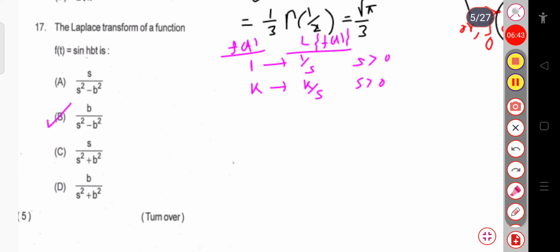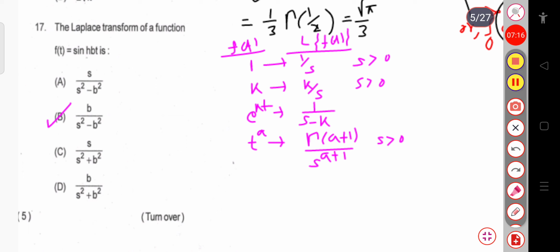Similarly, when the function is exponential k t, the Laplace transform will be 1 by s minus k. And if I write t power a, then the Laplace transform will be gamma of a plus 1 divided by s power a plus 1. Here s should be greater than 0, and in the above exponential kt, s should be greater than k.